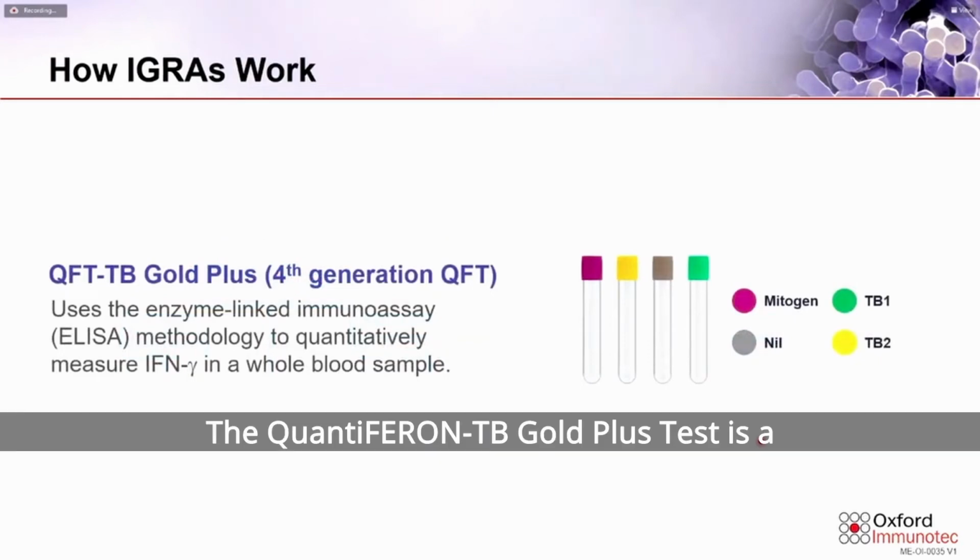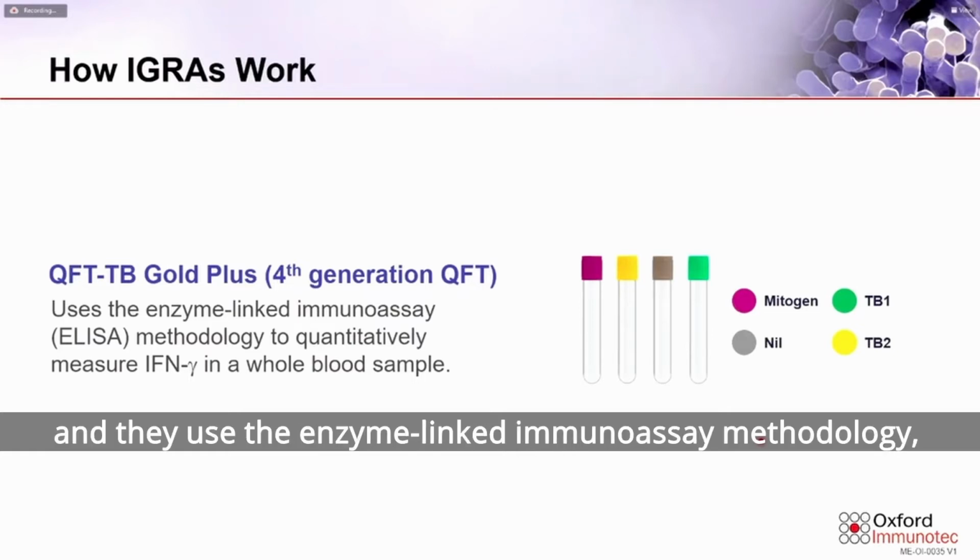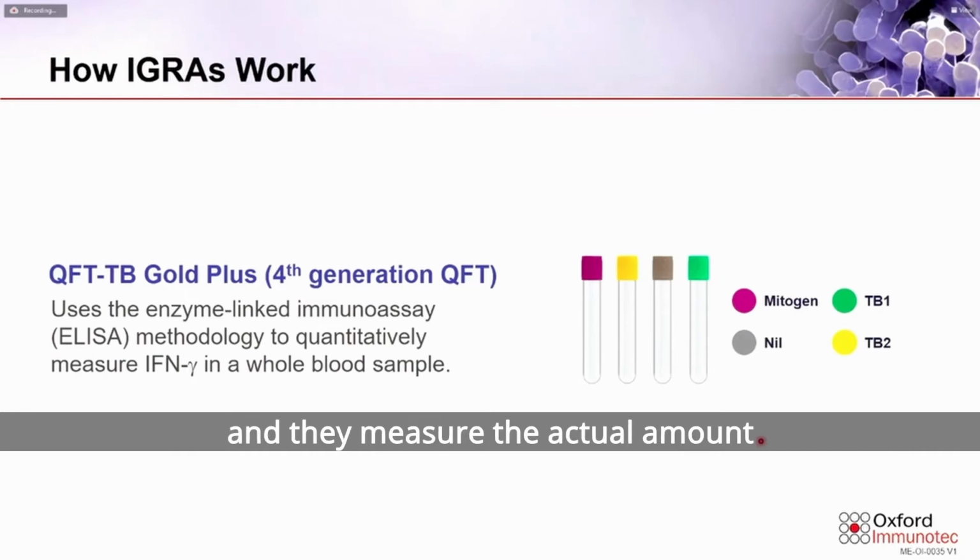The QuantiFERON-TB Gold Plus test is a fourth-generation QuantiFERON test, so it's more recently released, and it uses the enzyme-linked immunoassay methodology. They measure the actual amount of interferon gamma that is released. The current test, which is the Plus, uses 4 tubes.